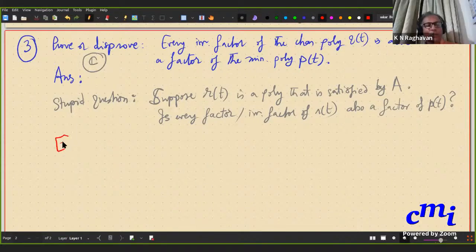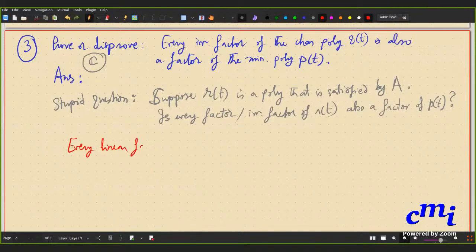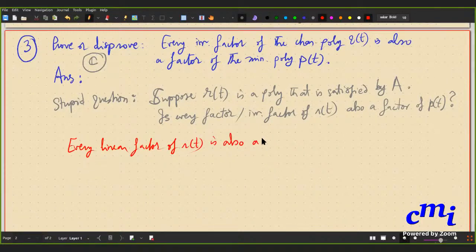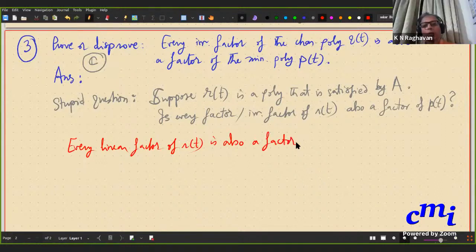I heard what you said, but I am a little hesitant, so I ask you to repeat. I'm putting it in red. Every polynomial. So R(t) is any polynomial that is satisfied by A. You're saying, let's just think over C, every linear factor of R(t) is also a factor of P(t). Is this what you're saying? Yes, sir. Are you sure?